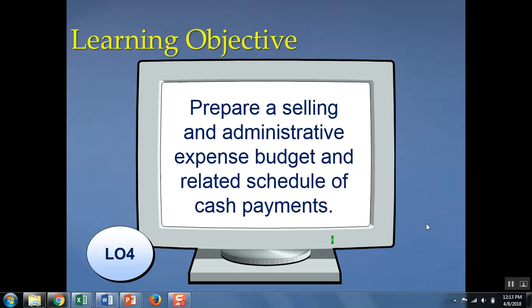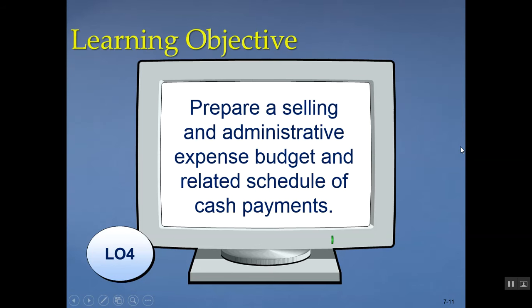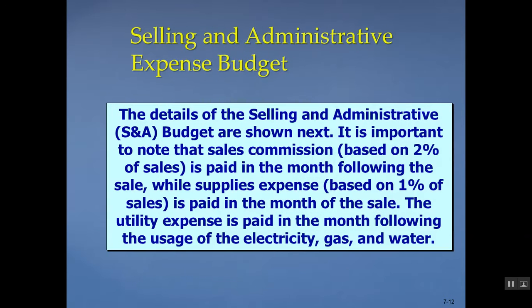Hello, so let's continue with Chapter 7. Now we're going to look at preparing a selling and admin expense budget. While this may seem relatively easy, it's one of the harder budgets because you make a lot of assumptions about things. Actually, all of the budgeting process involves significant assumptions. So here we have some important information to take note of.